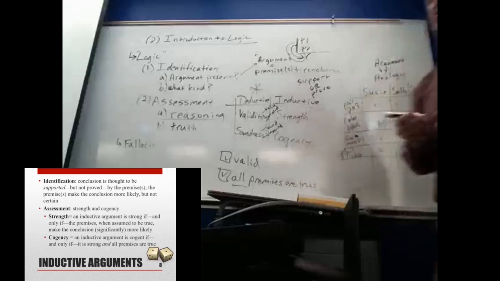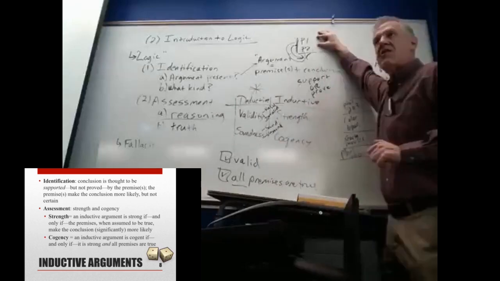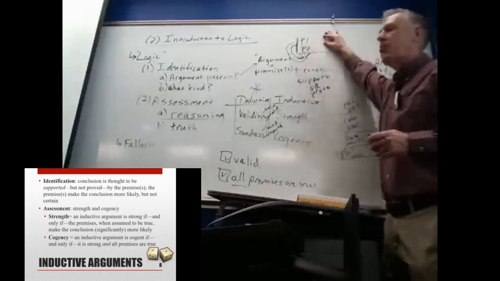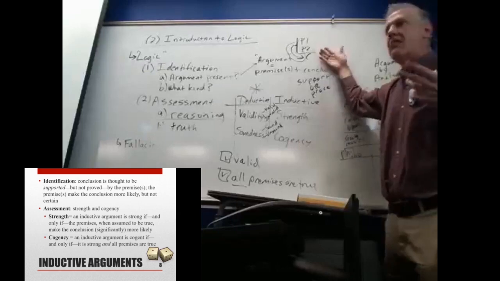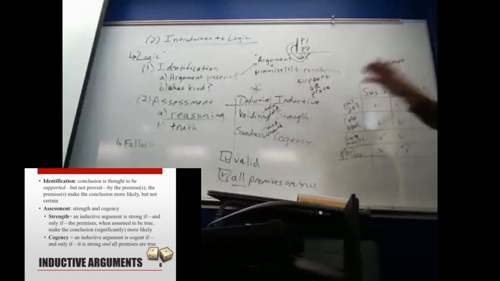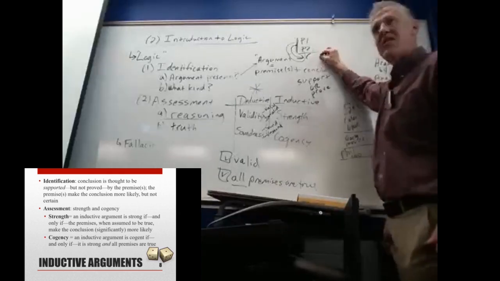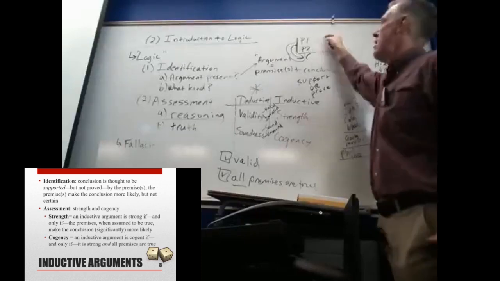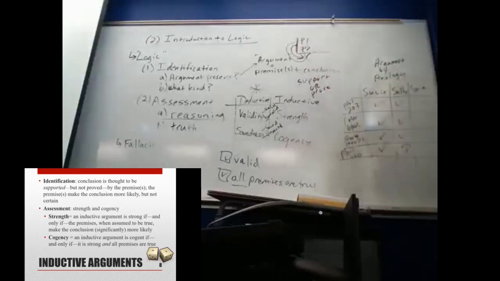But we're just going to use it this way. We're going to say an inductive argument is strong when you assume the premises are true and the conclusion is a lot more likely to be true. You would say it's strong. Whereas if you assume the premises are true and there's not much reason to think the conclusion is any more likely to be true, even granting these are true, then you would say it's weak. So you're assessing, if I assume these are true, how much does that increase the likelihood that this is going to be true? If it doesn't really increase it at all, you would say it's a weak inductive argument. If it increases the likelihood significantly, you would call it strong. Does that make sense?